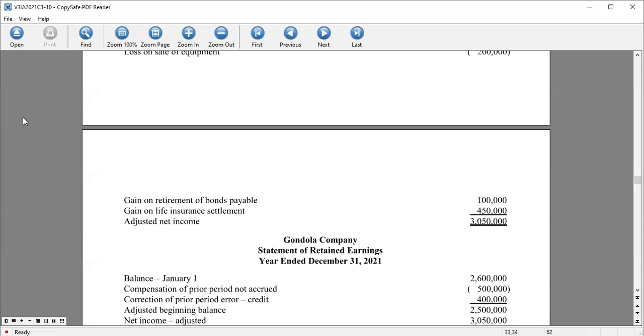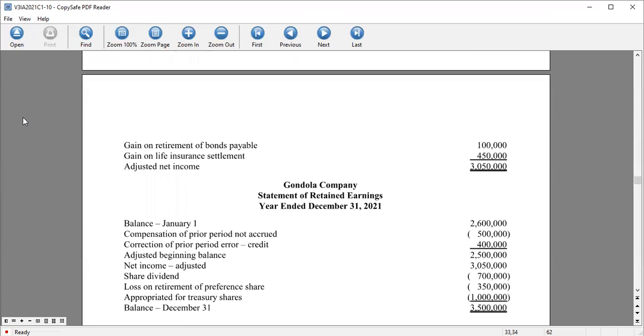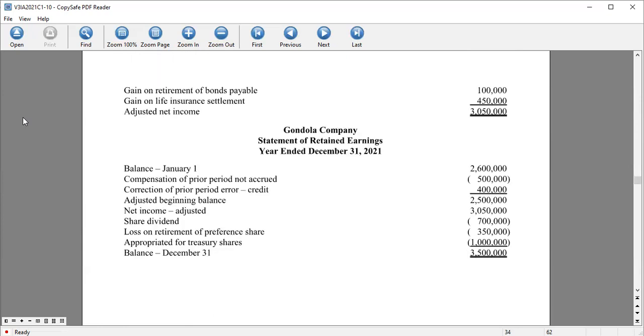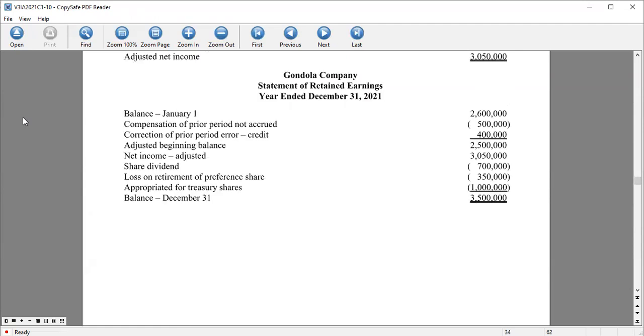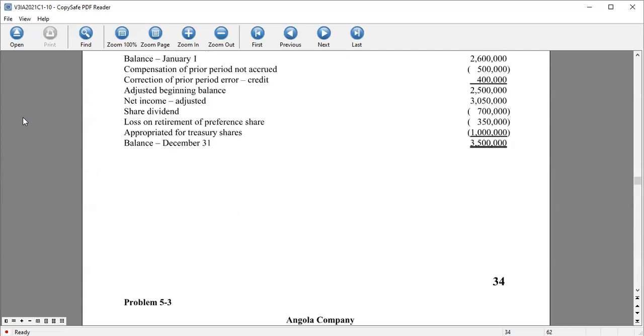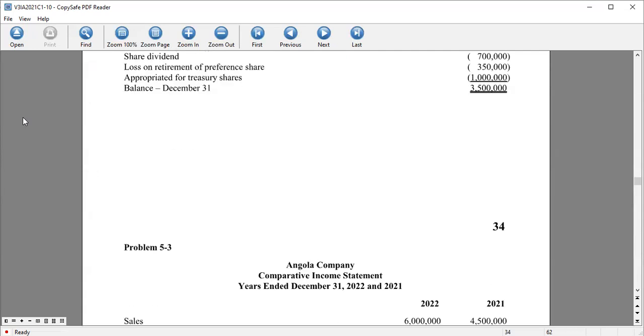3,050,000 computed above. We now get the net income for share dividend, 700,000. Loss on retirement of preference share and appropriation for treasury shares of 1 million, giving us the balance on December 31. That's the balance of retained earnings at the end of 2021.